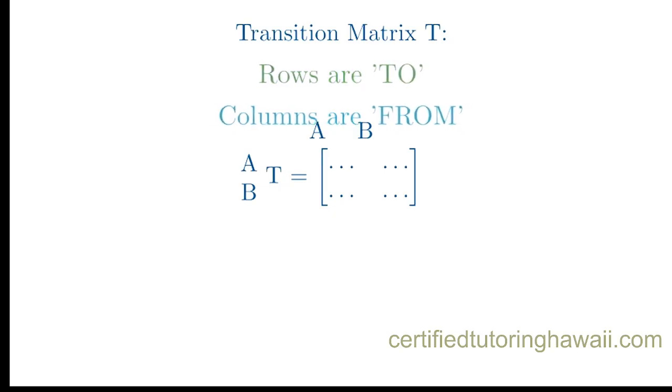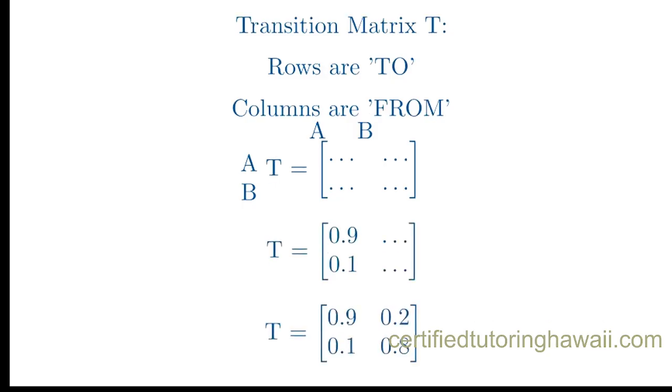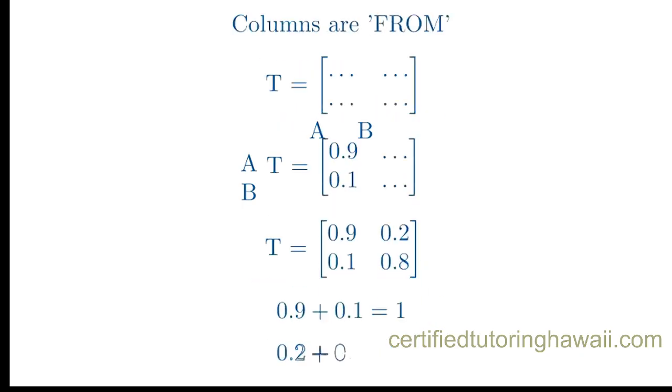Let's build our matrix T based on our population shifts. The column for City A represents the population coming from City A. Of that population, 90% goes to City A, row 1, and 10% goes to City B. The column for City B represents the population coming from City B. Of that population, 20% goes to City A, row 1, and 80% goes to City B, row 2. And there is our transition matrix, T.